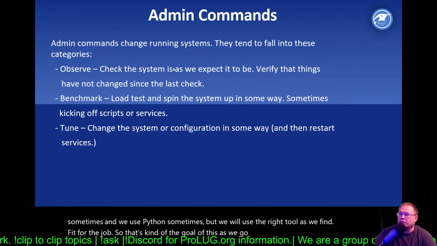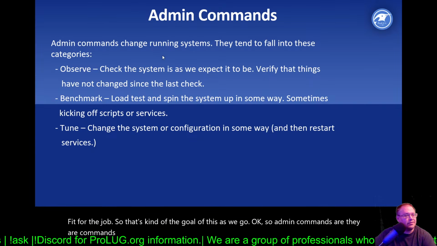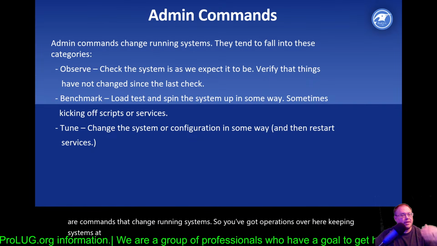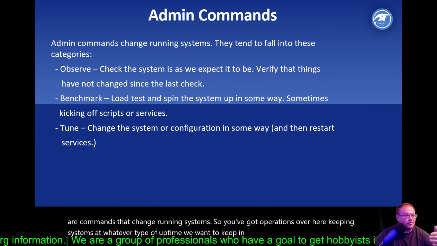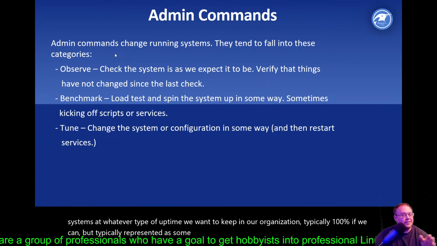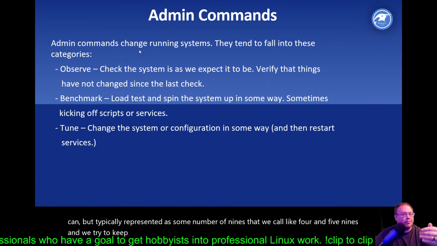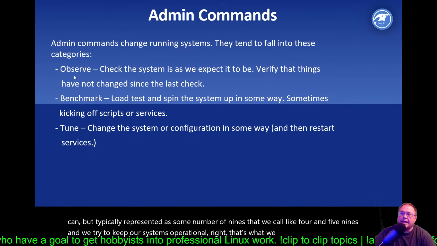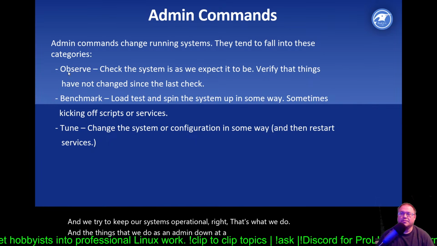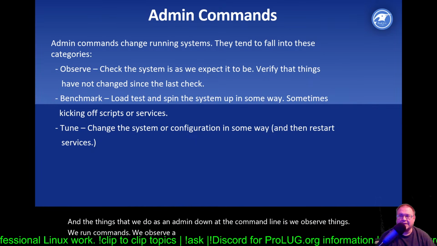Okay, so admin commands are commands that change running systems. So you've got operations over here, keeping systems at whatever type of uptime we want to keep in our organization, typically 100% if we can, but typically represented as some number of nines, like four and five nines. And we try to keep our systems operational, right? That's what we do. And the things that we do as an admin, down at a command line, is we observe things. We run commands.